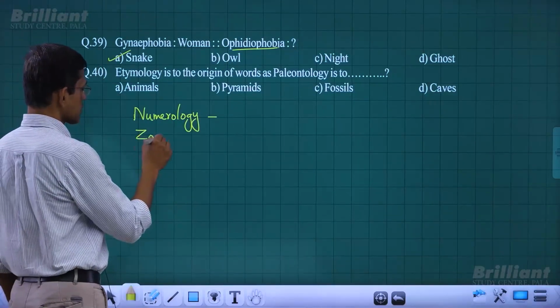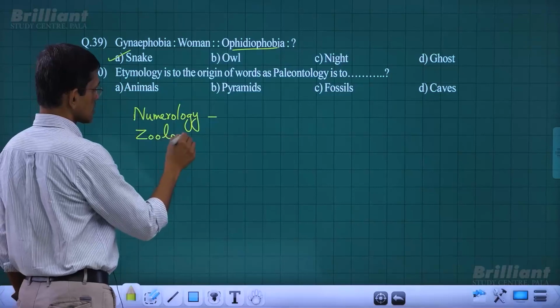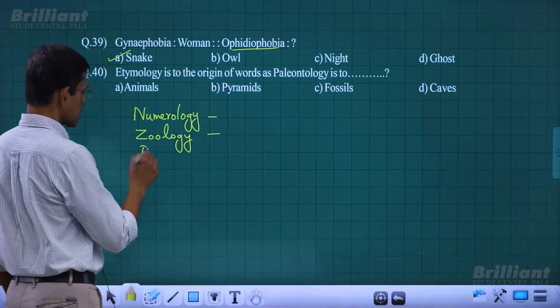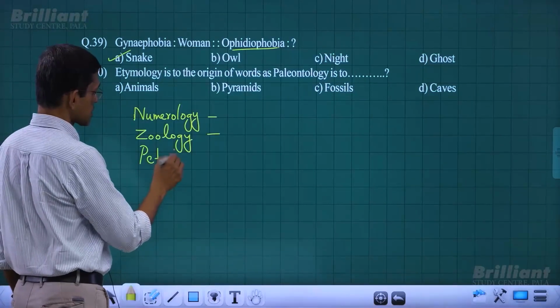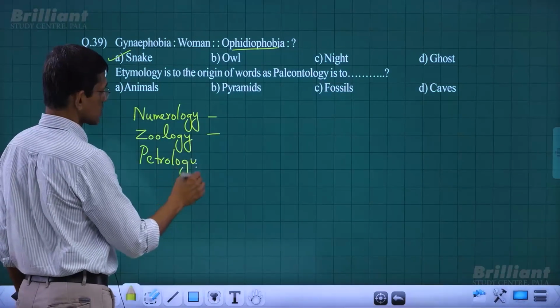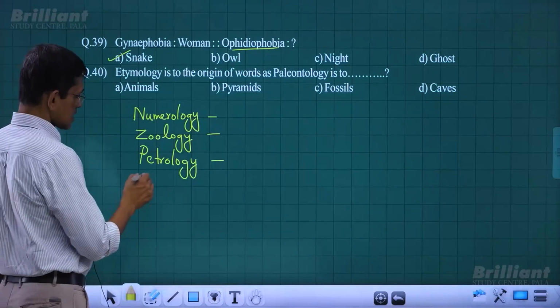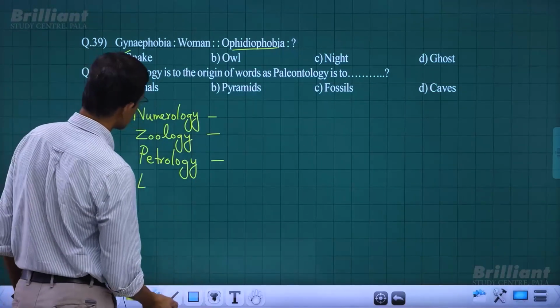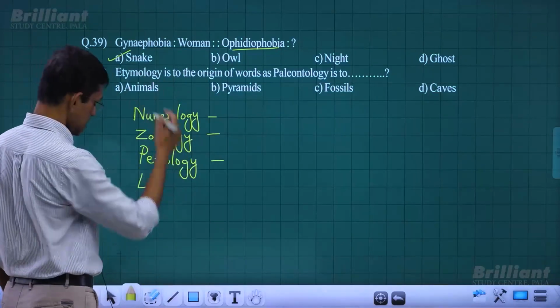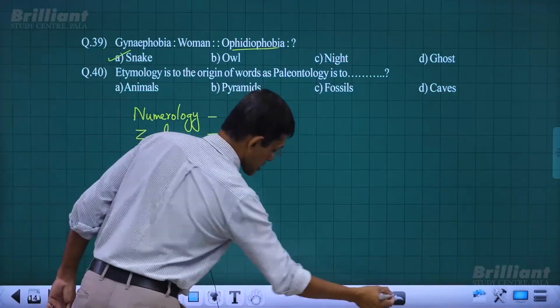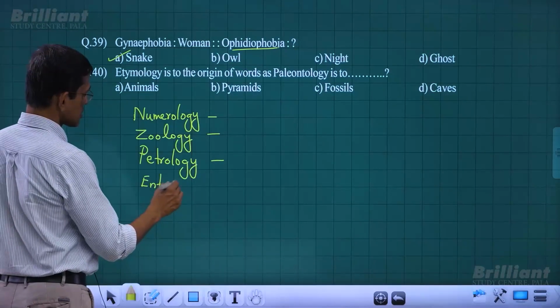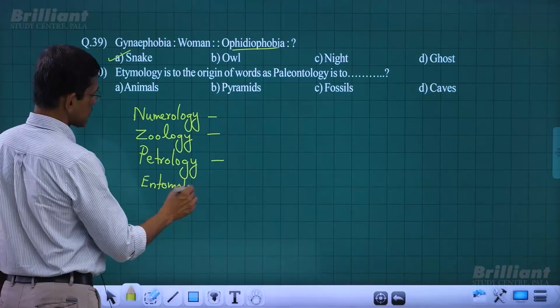Zoology is the study of what? And petrology, I think we have mentioned that earlier. Study of what? Then we have etymology. Well, this is what? Etymology we have taken here. Entomology, something similar to that. What is entomology?